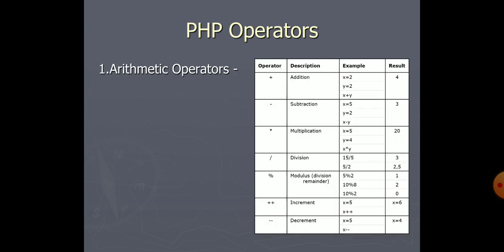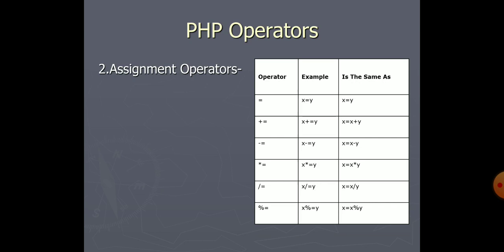Then PHP operators. There are 4 types of operators. First is the arithmetic operator: addition, subtraction, multiplication, division, modulus, increment and decrement. These are the arithmetic operations. Addition is used to perform addition. Subtraction is used to perform subtraction. Multiplication is for multiplication. Division is for division. Modulus is used to find the remainder. Increment has 2 types, pre-increment and post-increment, same as decrement.